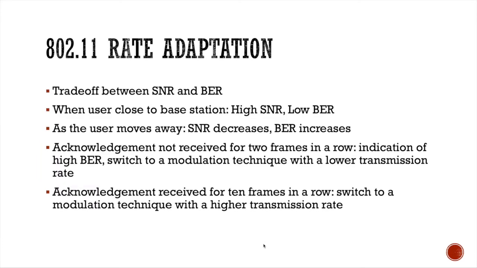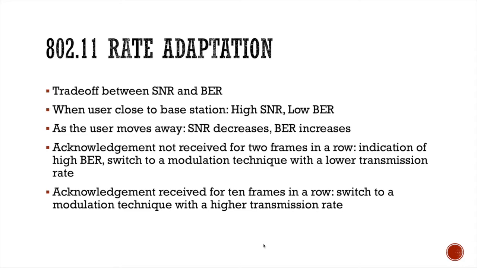Given a certain modulation technique, there is a trade-off between signal-to-noise ratios (SNR) and bit error rates (BER). Different modulation techniques offer different transmission rates. If a user is close to a base station, the SNR will be high, and the BER will be low. As the user moves away from the base station, however, the SNR will drop and the BER will become unacceptably high if the same modulation technique is applied.